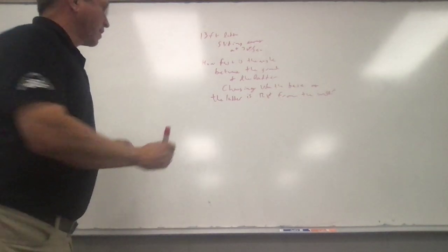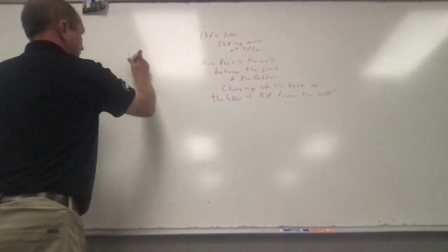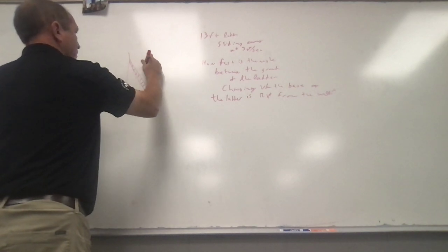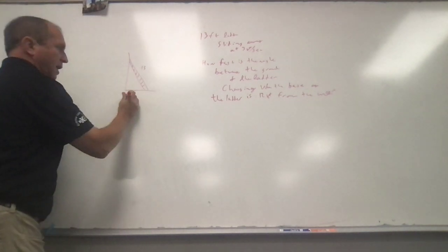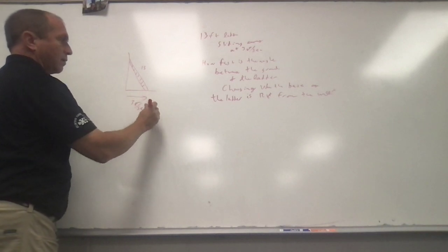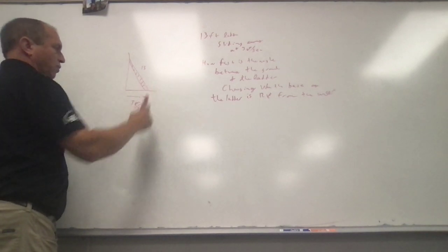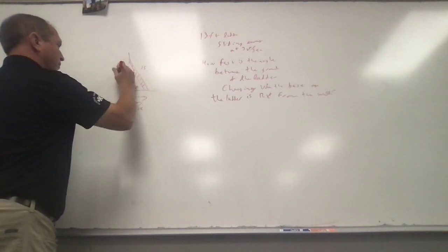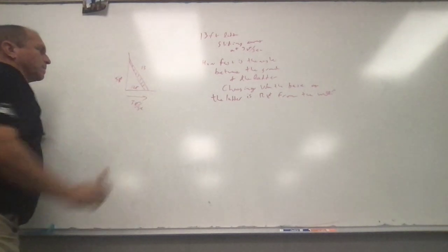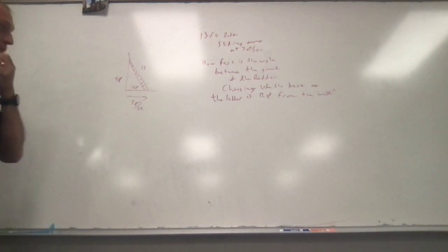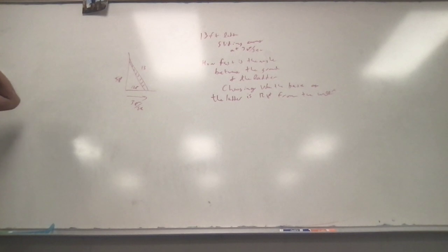So here we are, we've got the ladder. It's 13 feet long, and it's sliding away at 3 feet per second. And we want to know at what rate when it's 12 feet away. So when this is 12, that's going to be 5. Pythagorean identity. We have Pythagorean triple, 5, 12, 13.